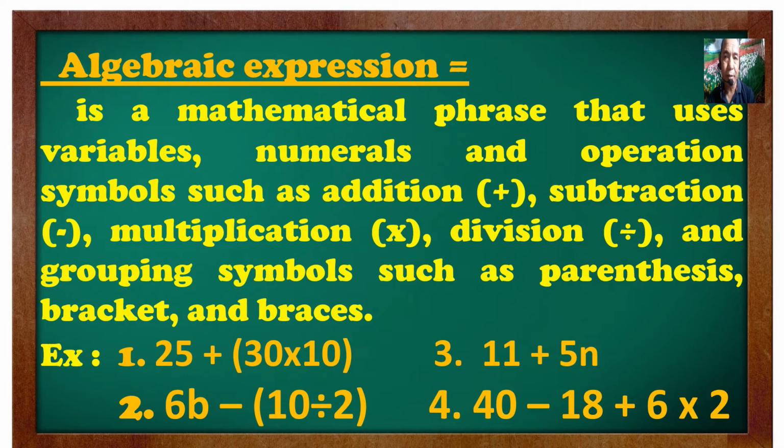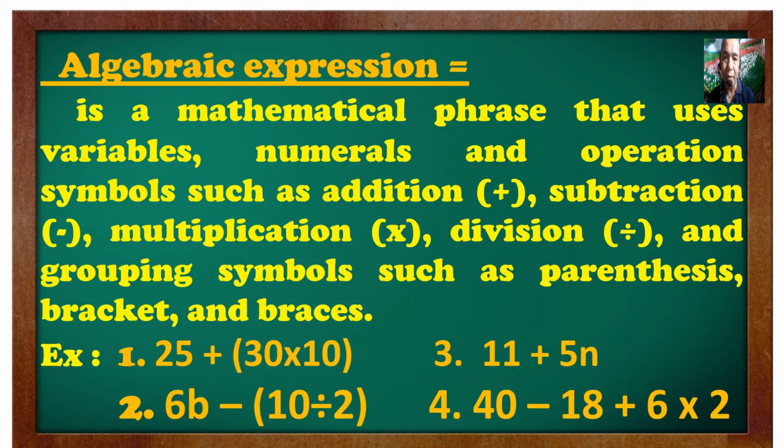It follows that a mathematical phrase that uses variables. What is variables? Meaning letters. It may be X, N, or any letters in our alphabet. These are called variables. Why do we call it variables? Because it represents a number, an undetermined number. So we call it variables. So we have numerals or numbers, and operation symbols such as addition, subtraction, multiplication, and division, including grouping symbols such as parentheses, brackets, and braces.